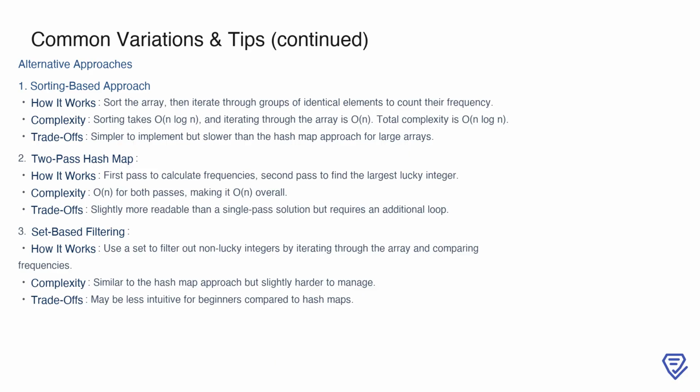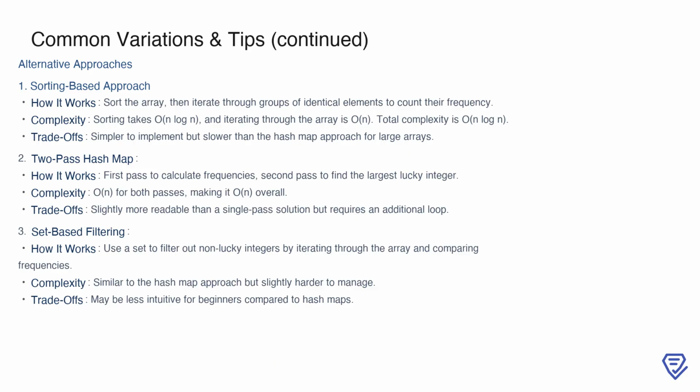Finally, let's discuss some alternative approaches to solving this problem. One option is the sorting-based approach. Here, you sort the array first and then iterate through groups of identical elements to count their frequency. This method has a time complexity of O(n log n) due to the sorting step, and while it's simpler to implement, it's not as efficient as the hash map approach for larger arrays.